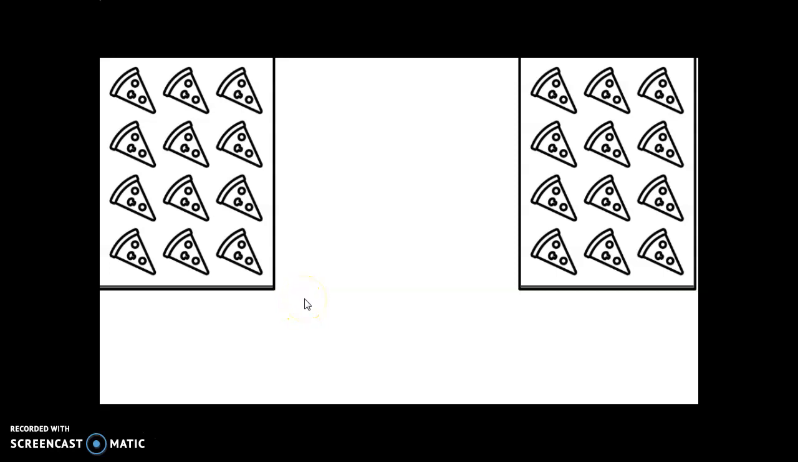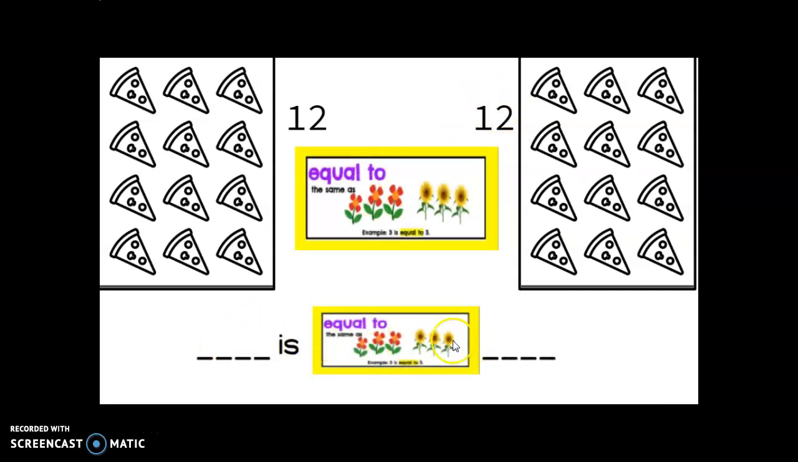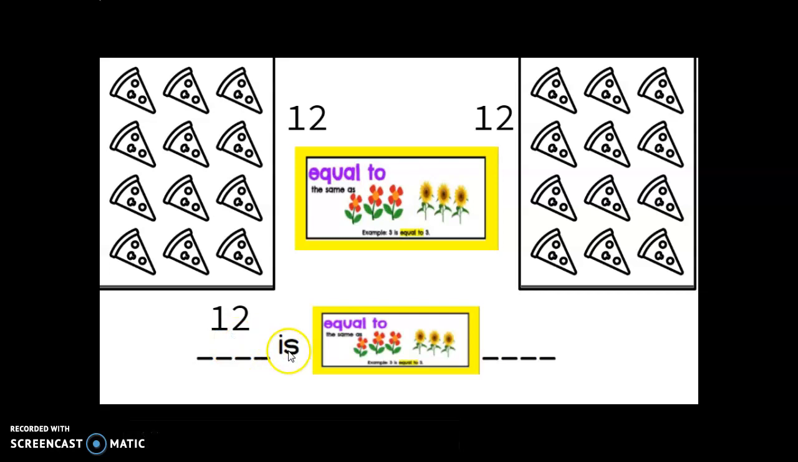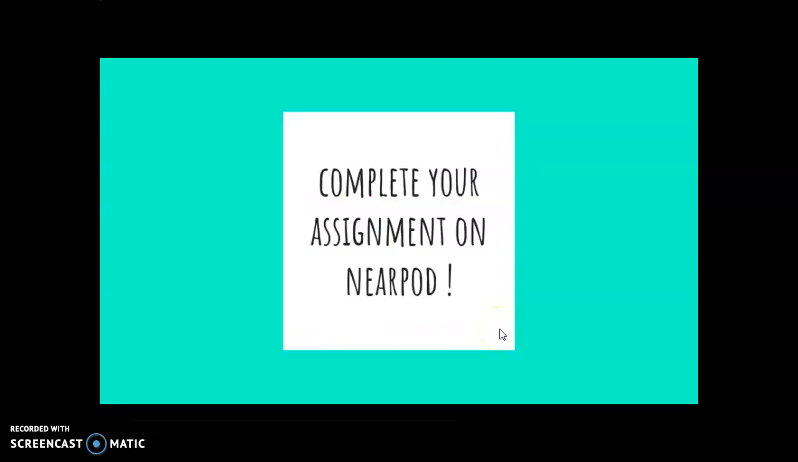All right, and of course we remember the pizzas. We all love pizza, right? Ms. Blanks does. All right, so we have 12 pizzas here and 12 pizzas here. We knew that they were equal to. So we're going to use our comparative language sentence and use the numbers, okay? So we would say 12 is equal to 12. Okay, can you say that with me? 12 is equal to 12. Good job.